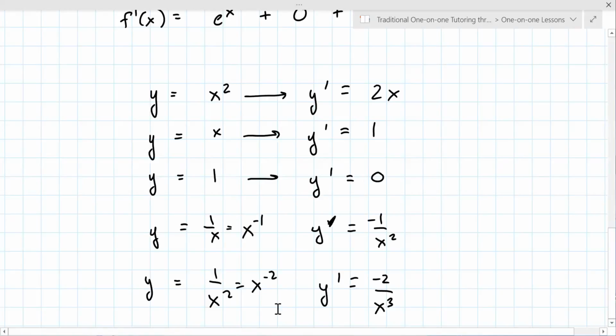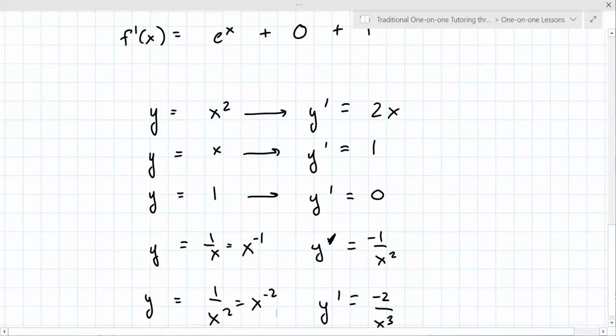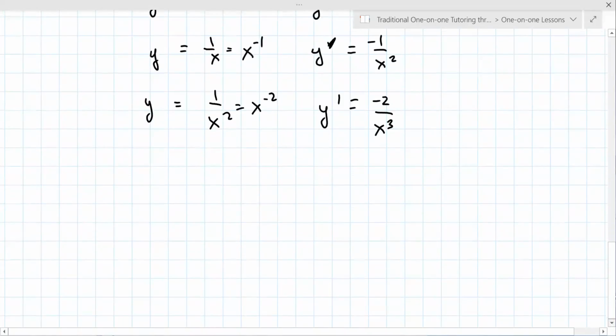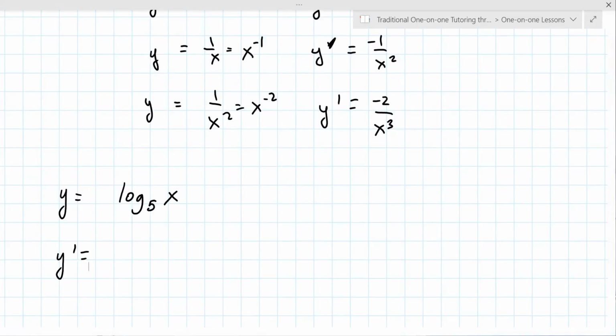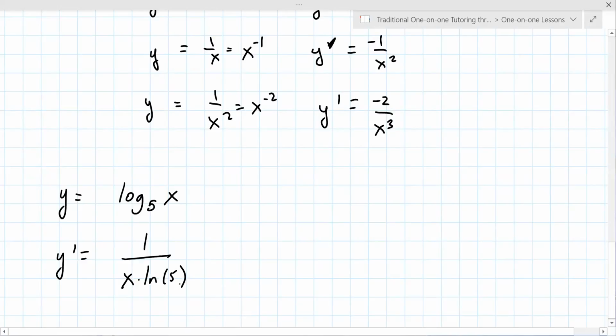And then we moved to some new stuff last time. We said, let's say y equals log base 5 of x. The derivative, if you look at that sheet that I've got up there, is 1 over x times natural log of 5.